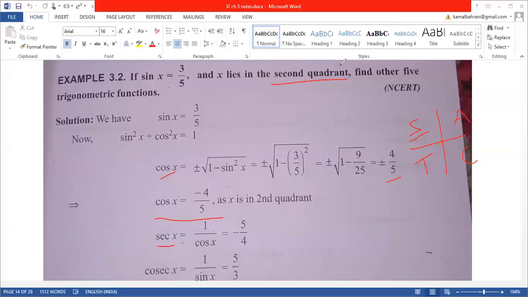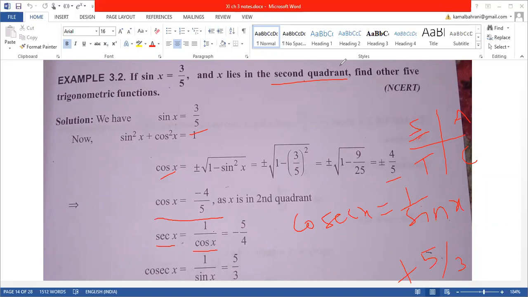Then sec x will be 1 upon cos x, so just the opposite, minus 5 by 4. Then cosec x is equal to 1 upon sin x. 1 upon sin x will be 1 upon 3 by 5, which is equal to 5 by 3. Again it will be positive, because in the second quadrant, sin and cosec will be positive.